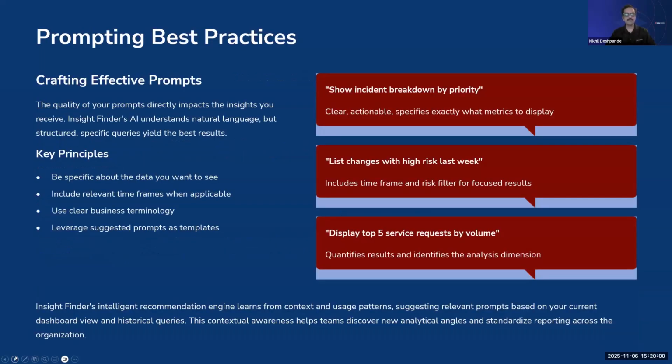Prompting best practices. Remember, Insight Finder leverages large language models. And with LLMs, the more context you provide, the more precise you are in terms of what you want, the better the response of the model. I'm sure all of us have experienced this when using ChatGPT or Gemini or any of these solutions. The same is true of Insight Finder or any other HelixGPT solution. Be precise about what you want.